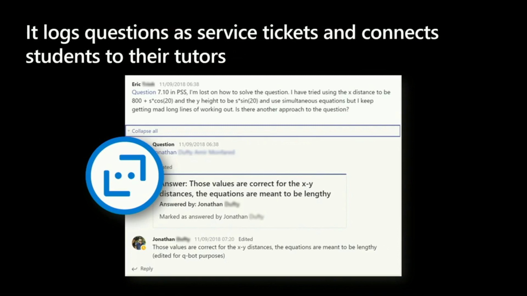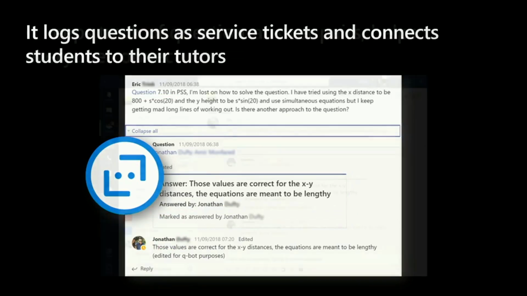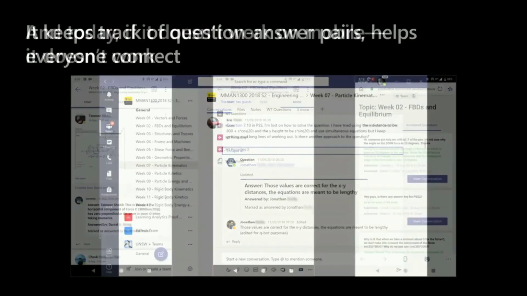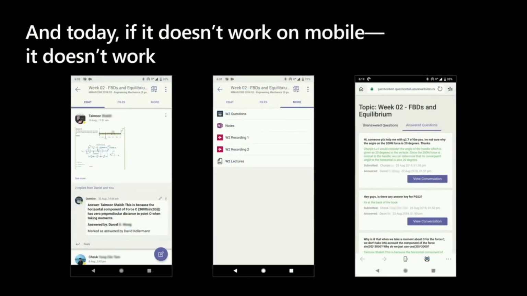So it's a simple value proposition, right? Students tag the QuestionBot. It looks up which tutorial group they're in, looks up who their TA is, tags it. TA gets a notification on their phone, answers wherever they're at, and QuestionBot closes the service ticket by being told what the correct answer was. So it's actually keeping track of question and answer pairs. It's helping everyone connect, and every Q&A pair is there inside the specific topic. And of course today, if it doesn't work on mobile, it doesn't work.